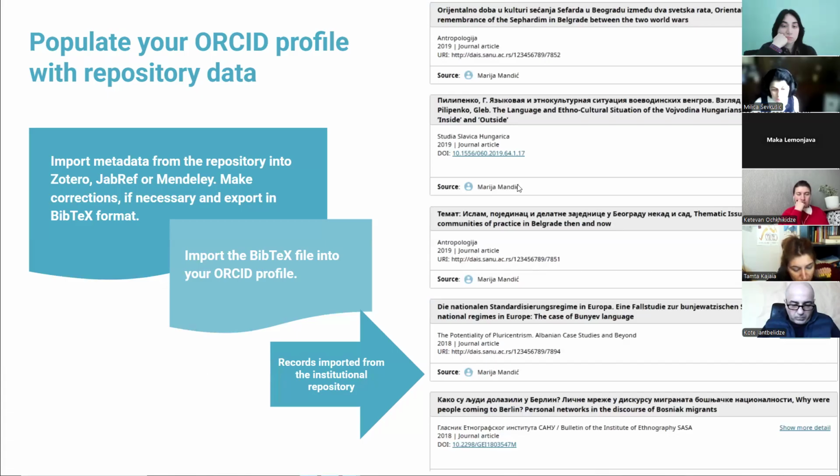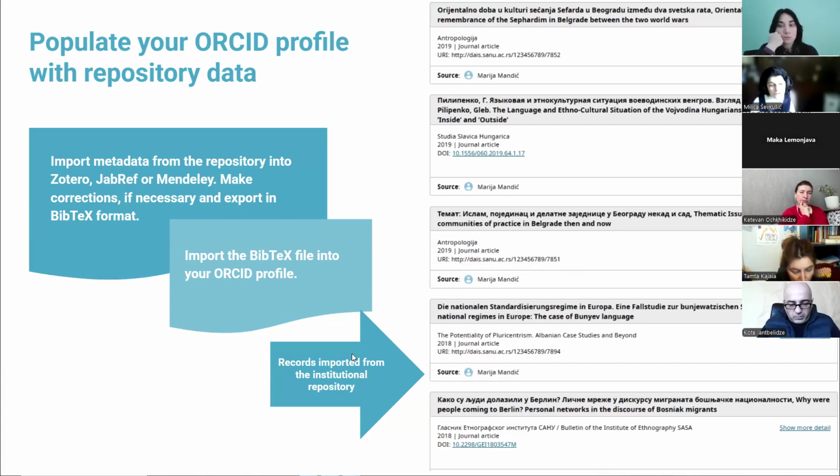And you can see an example. So everywhere where you see this dice, these are records imported from the repository. So this researcher, she had very few publications in her profile before this action, and then we imported about 70 records in a second. So she was really delighted, and she's now really using the repository, and it means a lot to researchers.